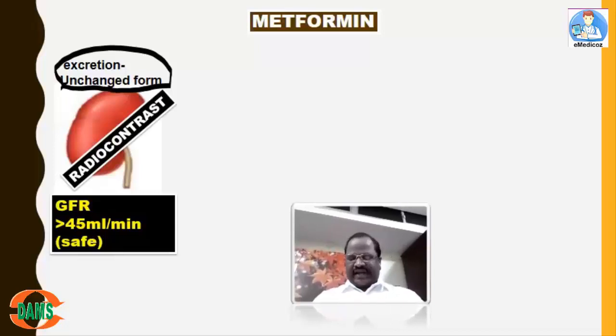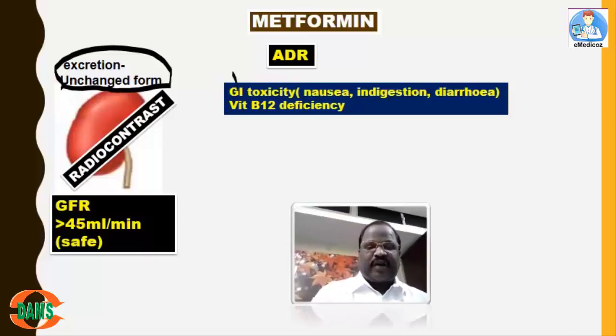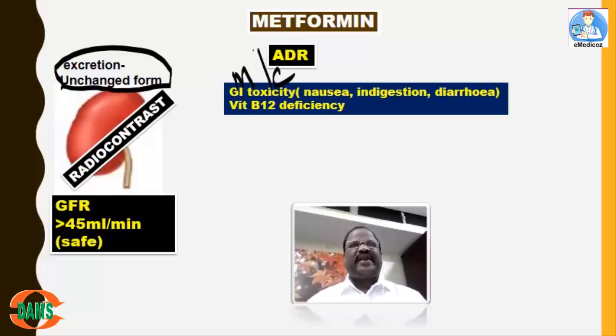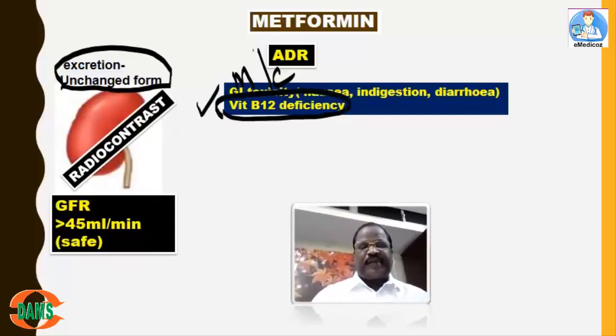After finishing the kinetics, coming to ADR. The most common adverse effect of metformin is GI toxicity. It is the most common. So remember, the most common problem of metformin is GI toxicity in the form of nausea, indigestion, sometimes causing diarrhea, and chronic metformin therapy causing vitamin B12 deficiency. This is also very important. So question, which is the anti-diabetic drug that causes vitamin B12 deficiency?